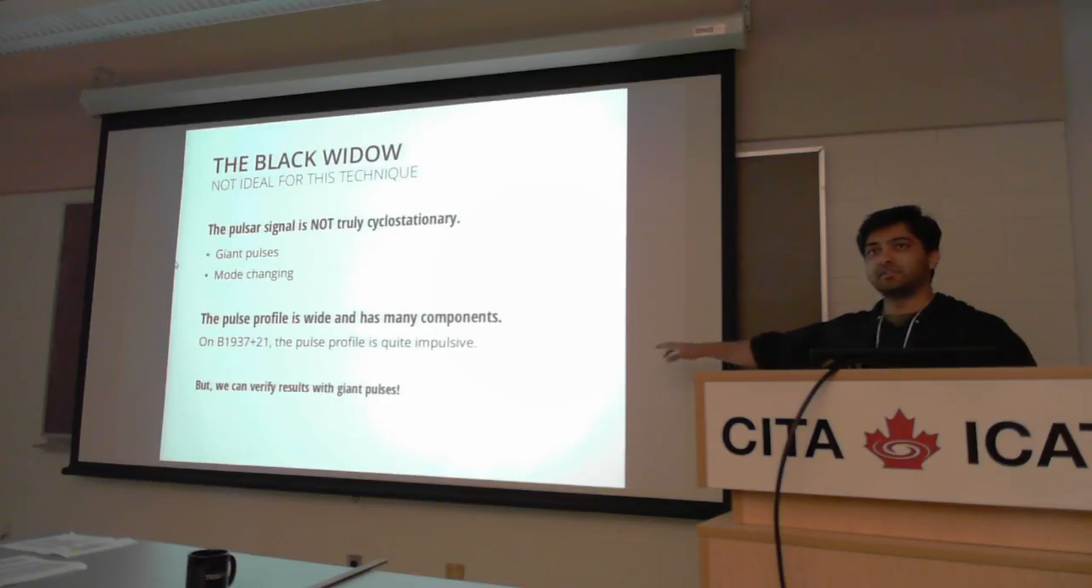Now, interesting to know, 1937 also has giant pulses. It's the first millisecond pulsar to have been discovered with giant pulses. But the two papers didn't ever mention seeing giant pulses, dealing with giant pulses, or verifying with giant pulses. So I'm not sure what the status of that is.